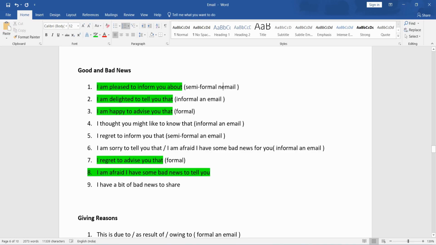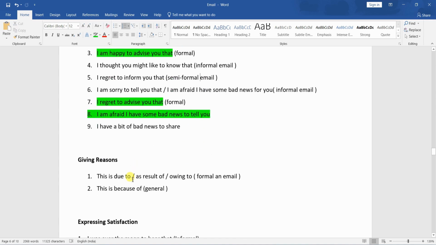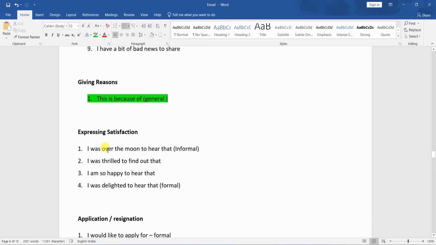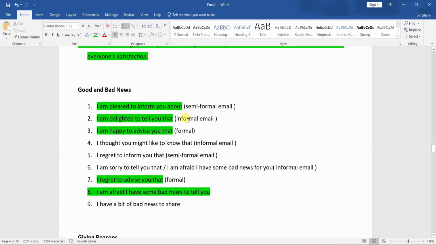Just a minute, these are typos I would say. Then comes giving reasons. "This is due to," "this is because of." I usually use this one, "this is because of." I don't use the first one, I'll delete it. Many students get confused. Satisfaction: "I was over the moon," like you are congratulating your friend for something, so you can use this sentence. "I was delighted to hear that," formal. Here I think I said informal. No.